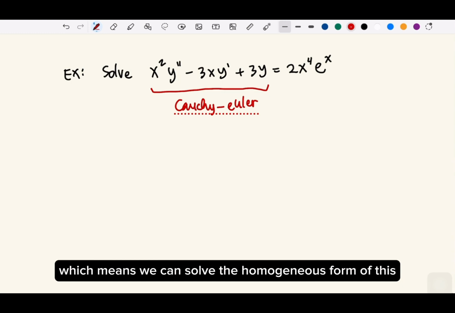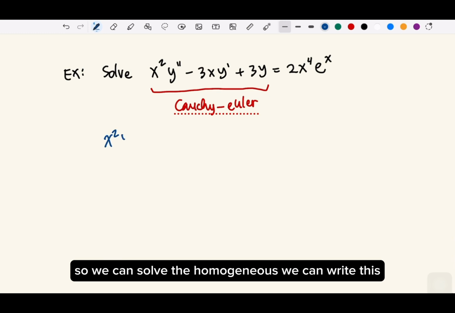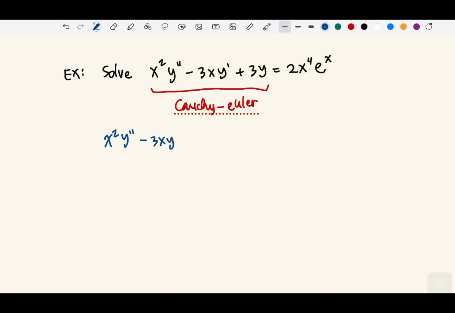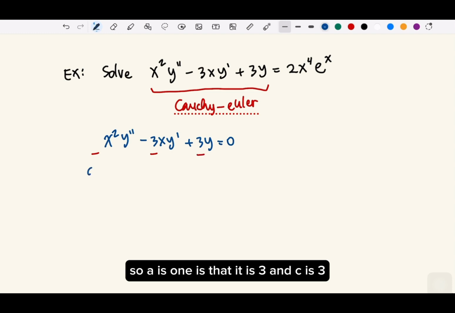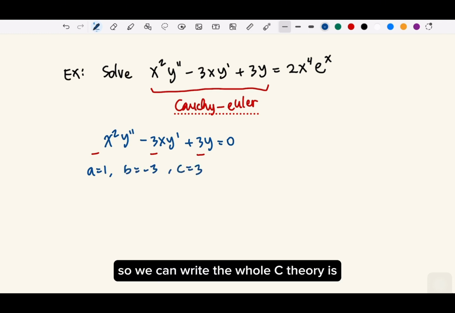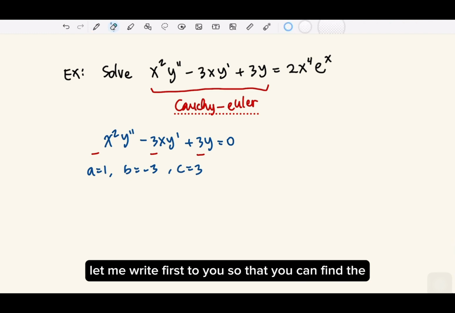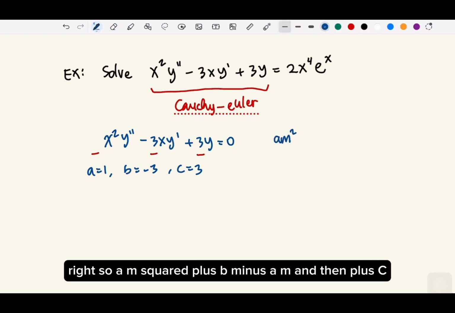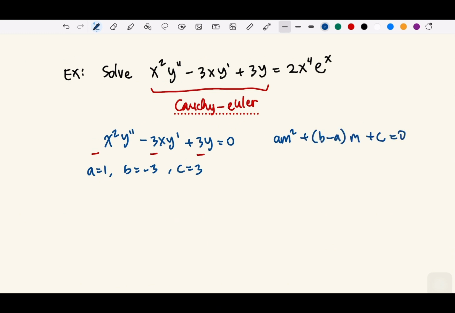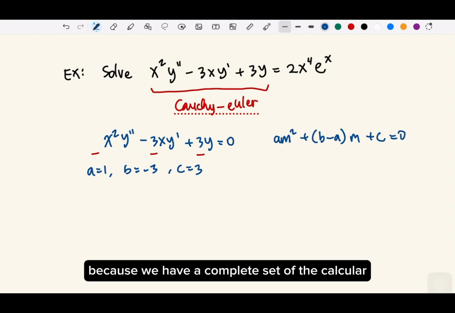Which means we can solve the homogeneous form of this. We can write this. This is A, B, and C, right? So A is 1, B is -3, and C is 3. So we can write the auxiliary equation, let me write it first so that you can familiarize: A m squared plus (B minus A) m, and then plus C, because we have a complete set of the Cauchy-Euler.